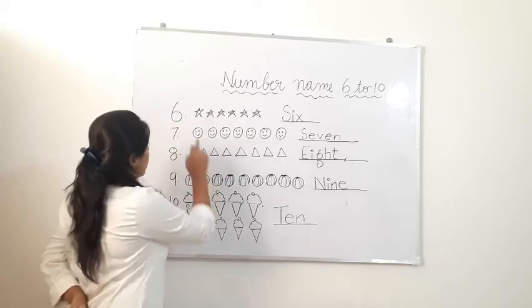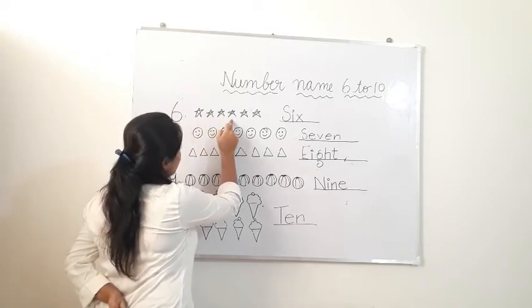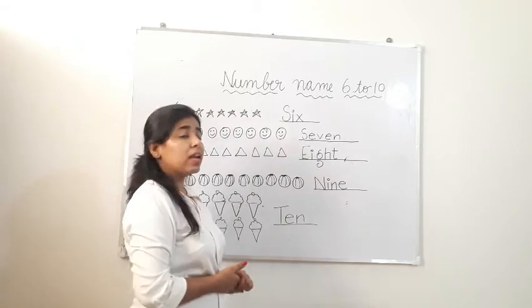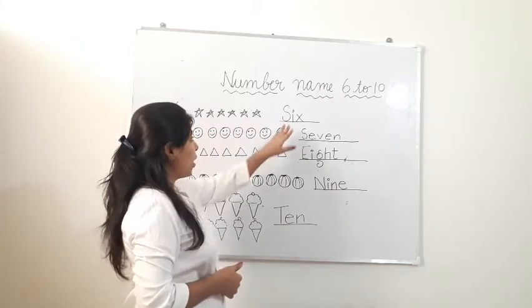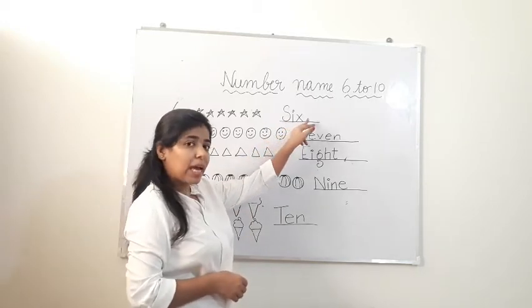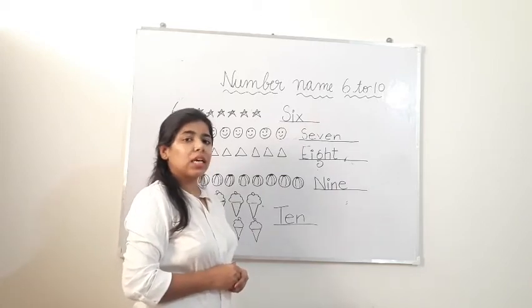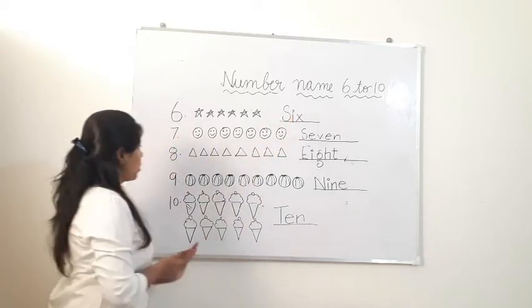Let's count. 1, 2, 3, 4, 5, 6. How many stars are here? 6. And what is the spelling of 6? S-I-X. 6. S-I-X. 6.